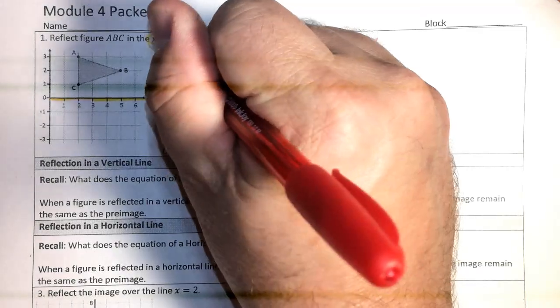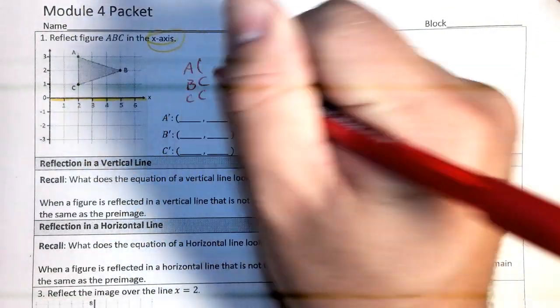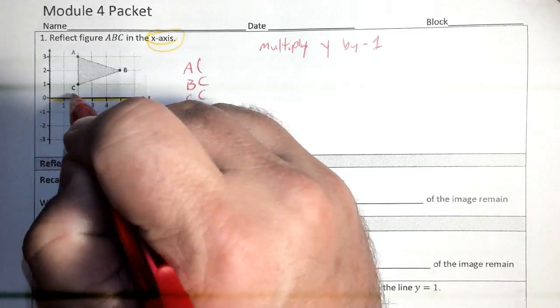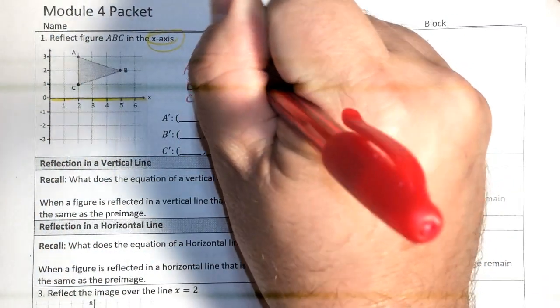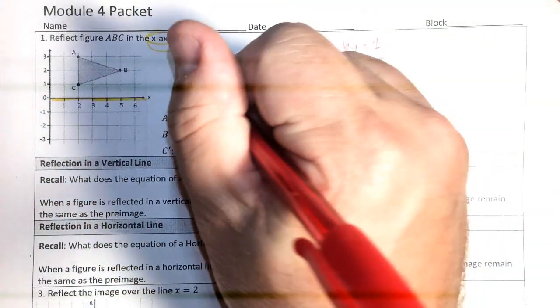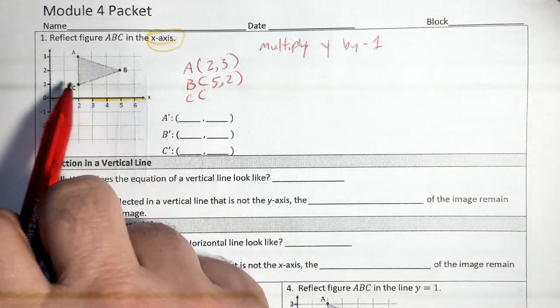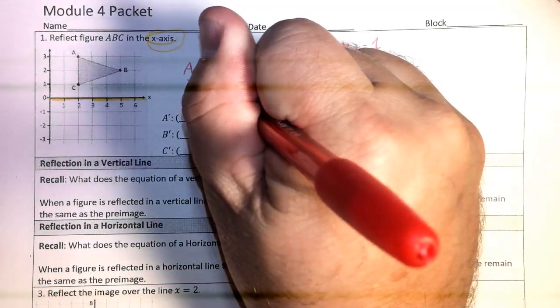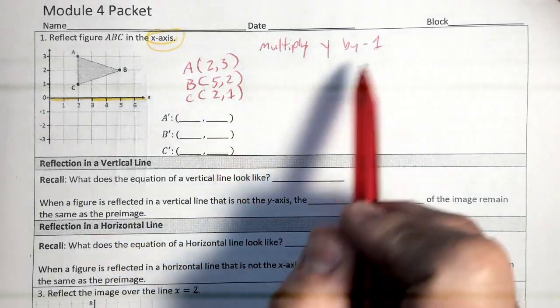So our A, B, and C, I'm going to put these up here. A is 2, 3. B is 5, 2. And C is 2, 1. Okay. So we're multiplying the y by -1.